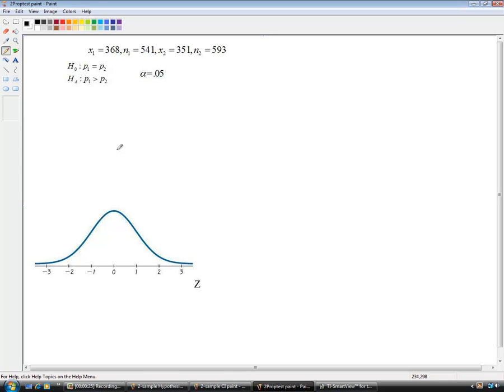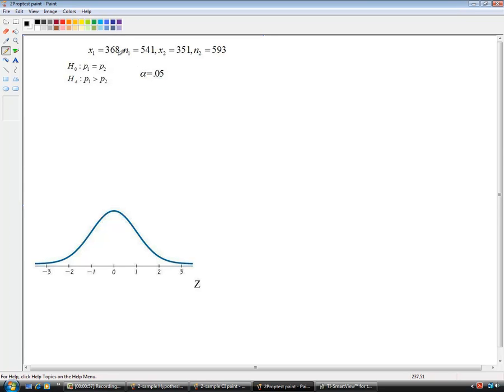Now, first we have to check to see if our n values are sufficiently large enough. So we need n1 times p1 and n1 times q1 to be greater than or equal to 15, each of those individually too. And we need the same thing for the second proportion. Well, since n1 times p1 is effectively x1, because p hat is x over n, we need the number of successes to be 15 or more, and then the number of failures, so that would be our n times q, to be at least 15.